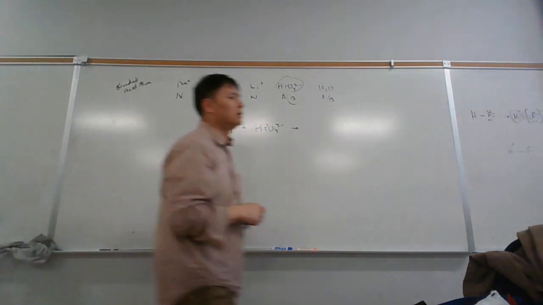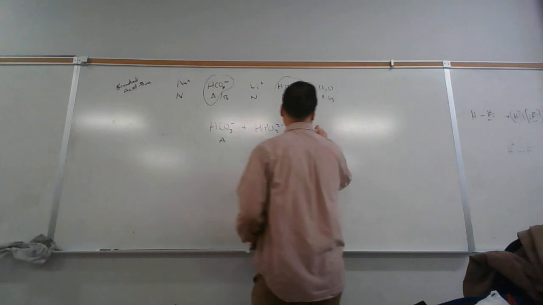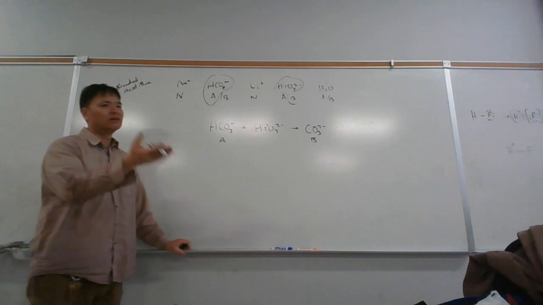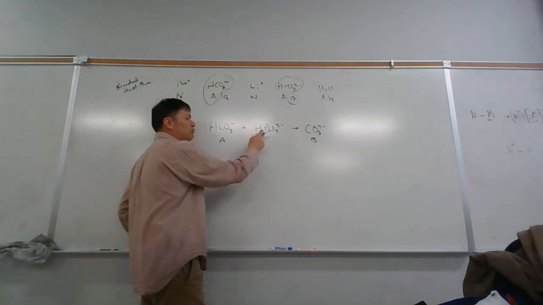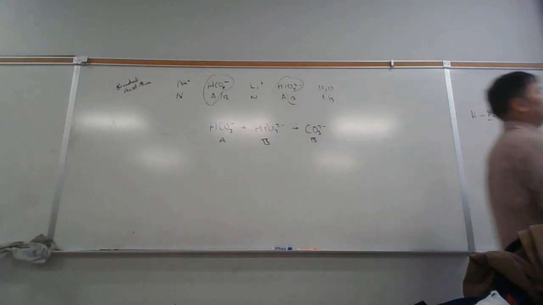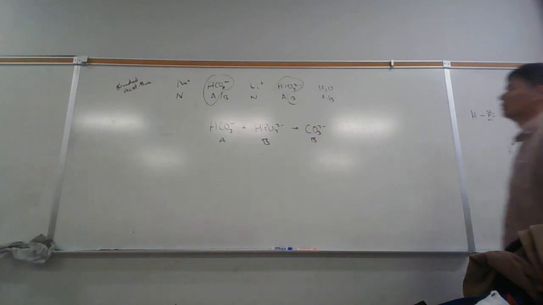This is acid, so it loses a proton. It's going to make carbonate. If bicarbonate loses a proton, we form the conjugate base, CO3 2 minus. This is a conjugate pair. We can actually look it up at the chart. If HPO4 2 minus is our base, then the conjugate acid is dihydrogen phosphate.